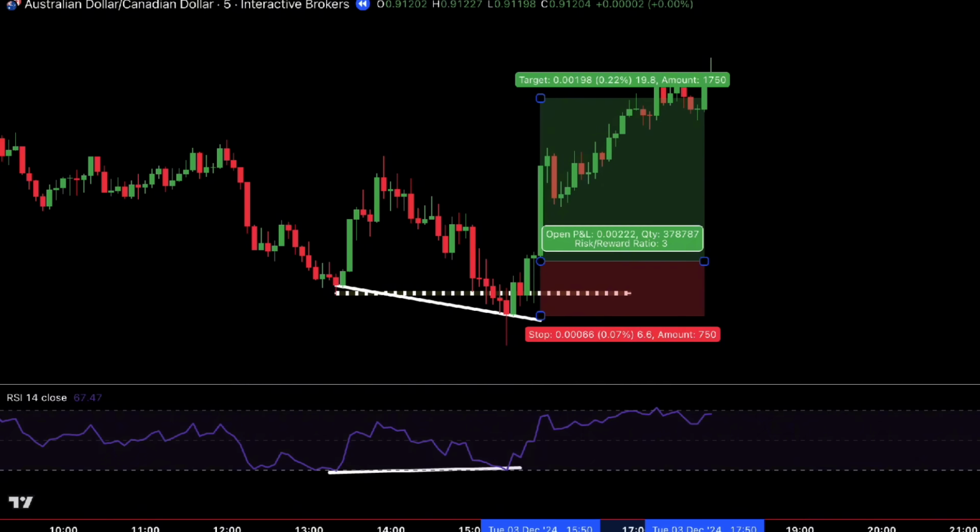Because the setup and the higher time frame are in perfect alignment, price begins to rally right after entry, moving straight toward the target and reaching it smoothly. So that's how you use RSI divergence and liquidity sweeps the right way, with top-down analysis.